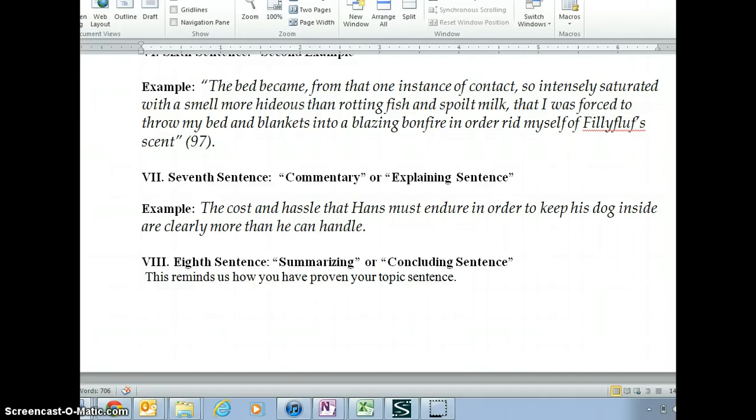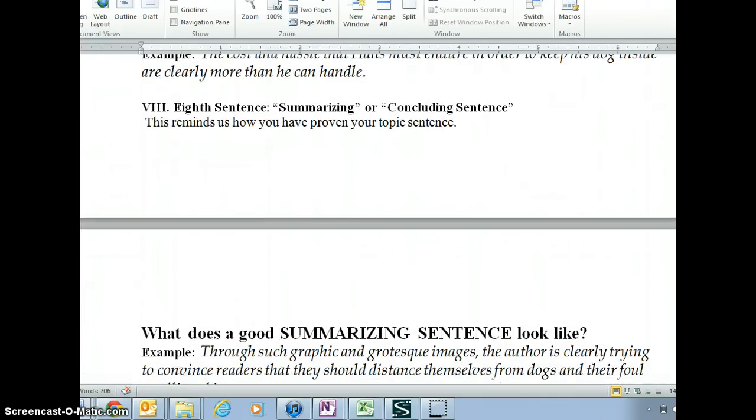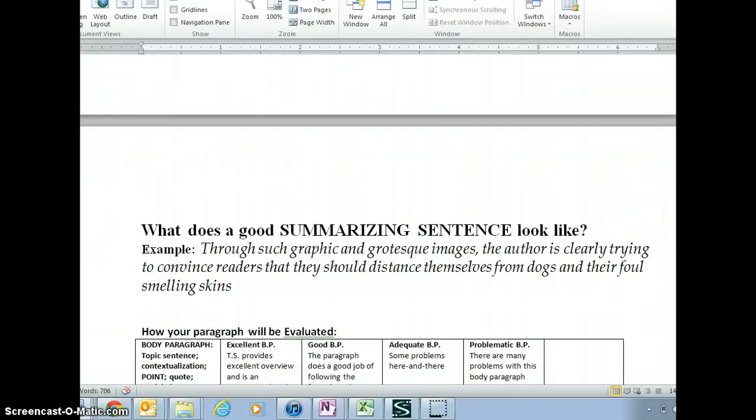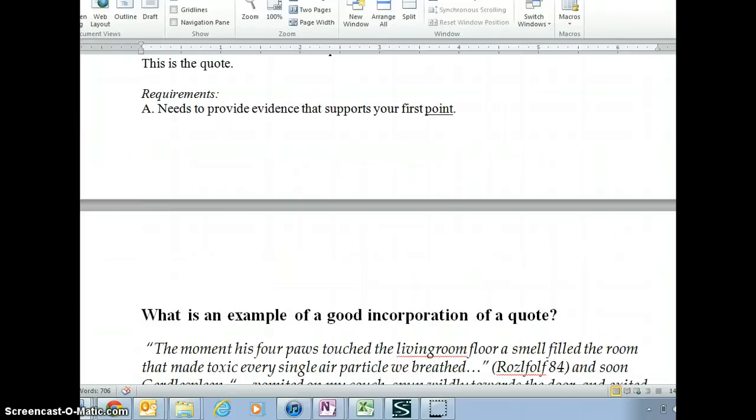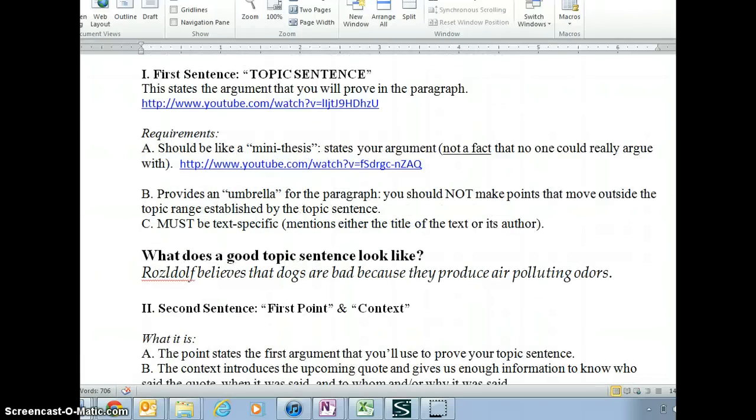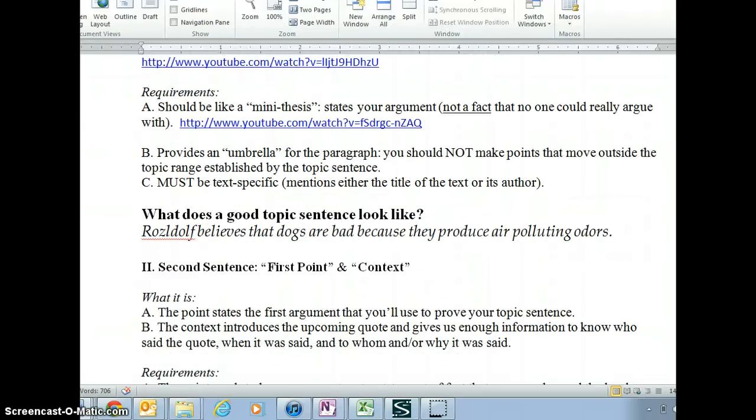And then finally, you're going to write a concluding sentence. So you're going to remind us, how did you just prove your topic sentence? Through these two quotes, these two points, these two explaining sentences. "Through such graphic and grotesque images, the author is clearly trying to convince readers that they should distance themselves from dogs and their foul-smelling skins." So that goes back to the topic sentence, and you're wrapping it up by reminding us how you've proved this, but saying it in a very new and different way.